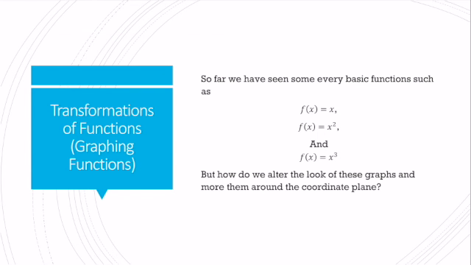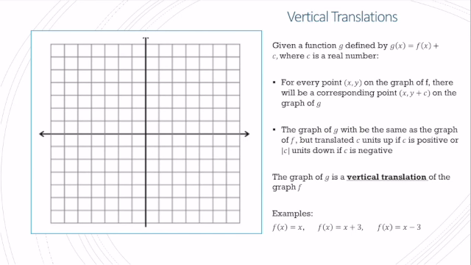So far, we have seen some very basic functions, right? We've seen f of x equals x, our basic parabola, our basic cubic function, but these aren't all the functions out there. So the real question is, how do we alter the look of these graphs and move them around the coordinate plane? So first, let's talk about vertical translations.